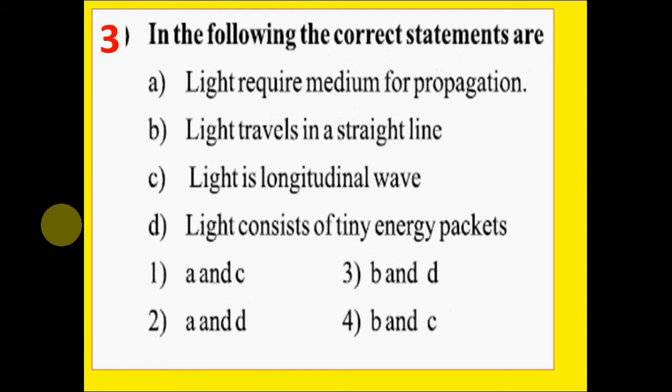Question number 3. In the following, the correct statements are: Option A, light requires a medium for propagation. Option B, light travels in a straight line. Option C, light is a longitudinal wave. Option D, light consists of tiny energy packets.